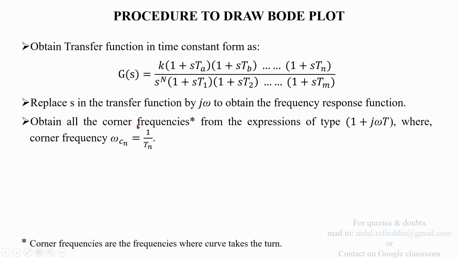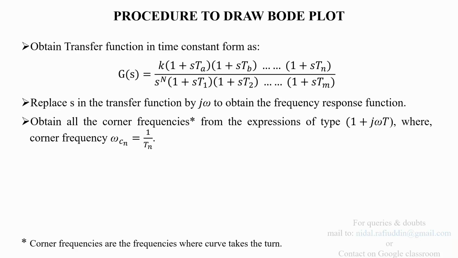Now in order to obtain the corner frequencies, as I told you before, corner frequencies are the frequencies where the curve will be taking a turn. In the magnitude plot, you'll have a straight line, then a turn, then you might have more turns depending upon how complex the transfer function is. We'll discuss this again in the upcoming problem.